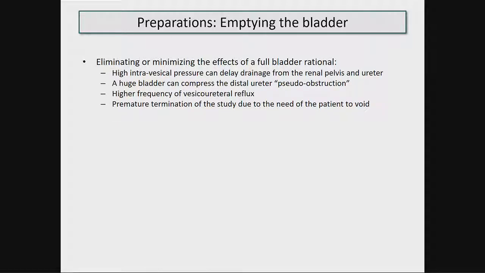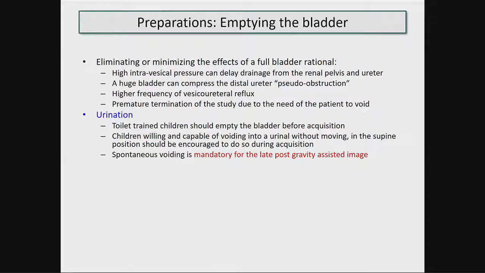And also, a full bladder may result in premature termination of the study due to the need of the patient to void. So obviously one way to empty the bladder is the spontaneous way, the physiologic way. Toilet-trained children should empty the bladder before acquisition. Children willing and capable to void into a urinal without moving in the supine position should be encouraged to do so during acquisition. This is sort of new.